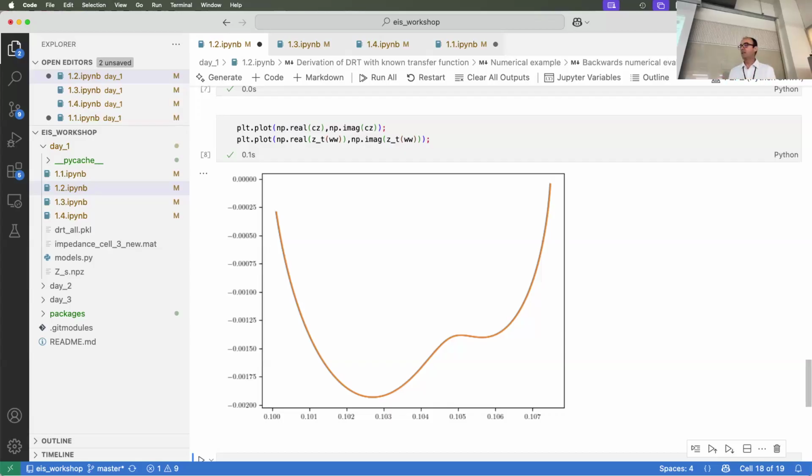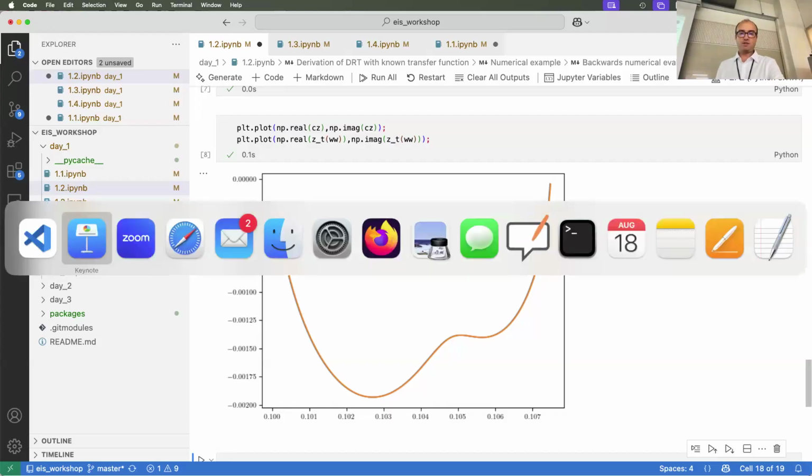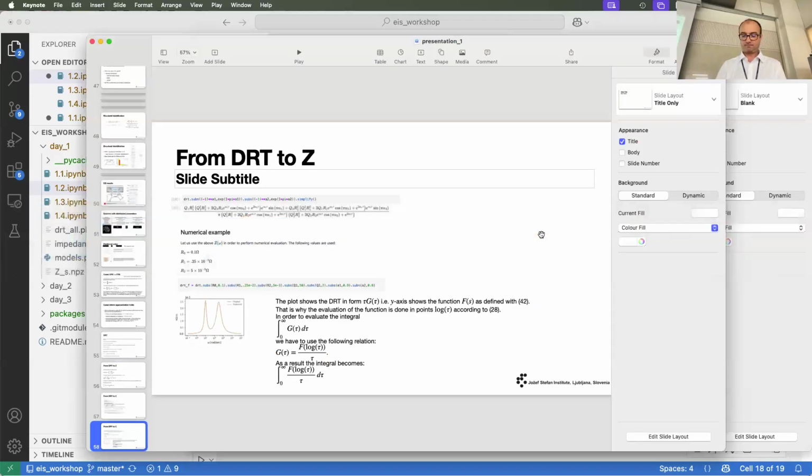That's the thing. So what I showed here is how you can do it symbolically. But if we knew the model, I wouldn't be standing here. We don't know the model. We cannot do this. We can do this only for known equivalent circuit models. Let's do it only for measured impedance curves. Let's go back to the presentation and continue from there.